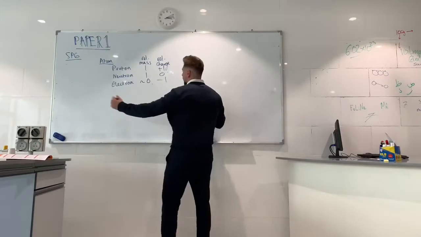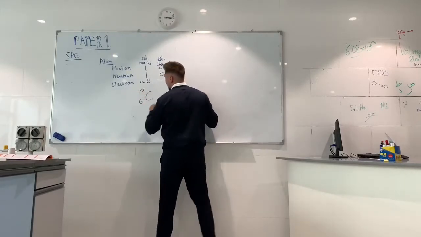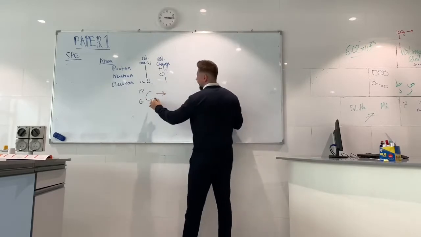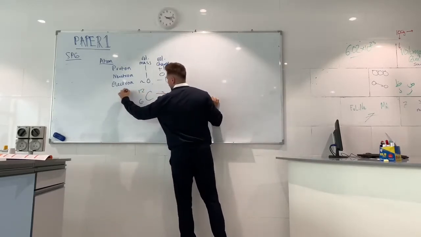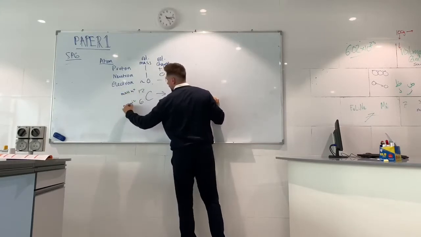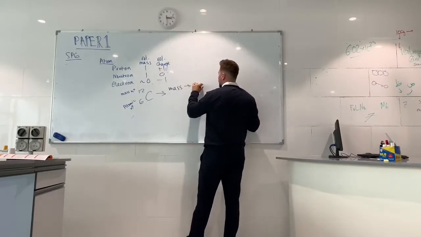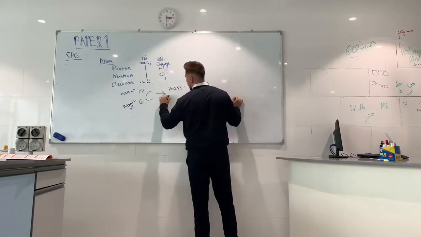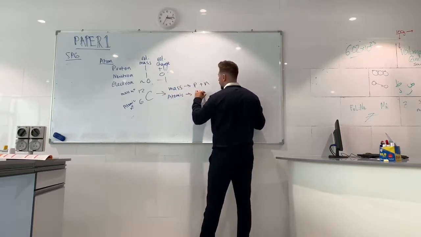We also need to be able to use the symbols. For example, you could have C-12, 6. This is a carbon element. This is the mass number. This is the atomic number. The mass number represents the number of protons plus neutrons. The atomic number at the bottom represents just the proton number.